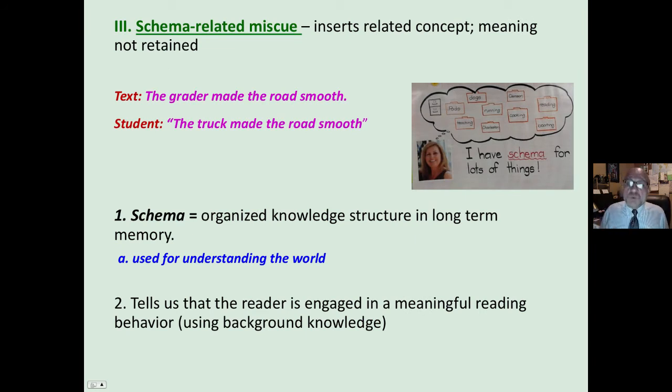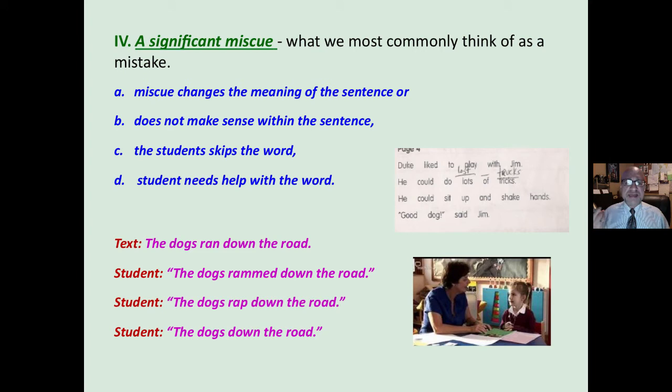A schema-related miscue is where the reader inserts a related concept. The meaning is not retained. Example: "the grader made the road smooth," "the truck made the road smooth." Meaning is not retained. It's different, but grader and truck belong to the same schema. Schema is an organized body of knowledge or knowledge structure in long-term memory used for understanding. This tells us that the reader is engaged in a meaningful reading behavior using background information. It's still a miscue, but it helps me understand that reader.